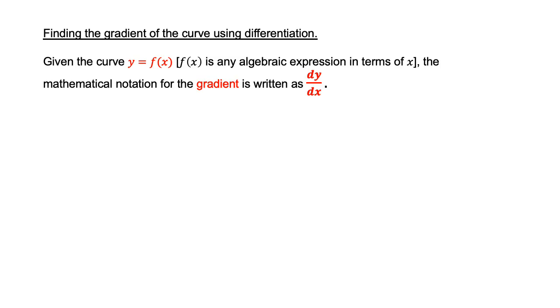Okay, so we're going to find the gradient of the curve using differentiation. Given the curve y equals f of x, f of x you've seen before in your GCSE course, specifically in transformation of graphs. So f of x is an algebraic expression in terms of x. The mathematical notation for the gradient is written as, and we say this as, dy by dx.